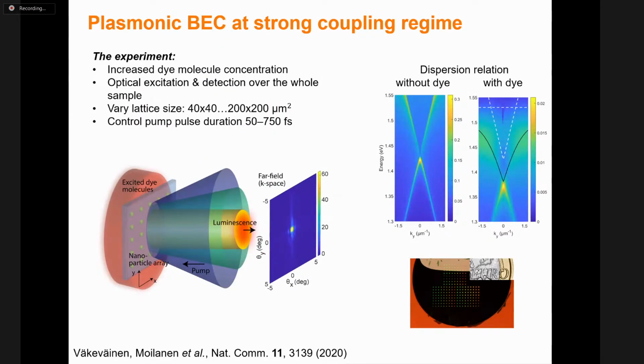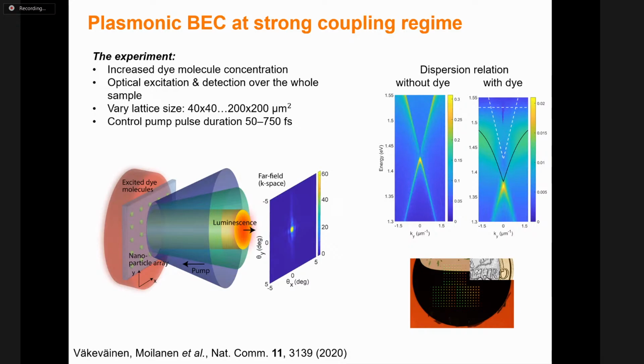Now in the other experiment, where we have otherwise a similar system, but now we pump throughout the whole array and we image also throughout the whole array, we increase the dye molecule concentration such that the system is now in the strong coupling regime. So here on the right, there's the dispersion relation without the dye molecules and with dye molecules. And we can see how in the case where we have the dye molecules on, the dispersion has this avoided crossing with the absorption of the molecules. And so the system is in the strong coupling regime.